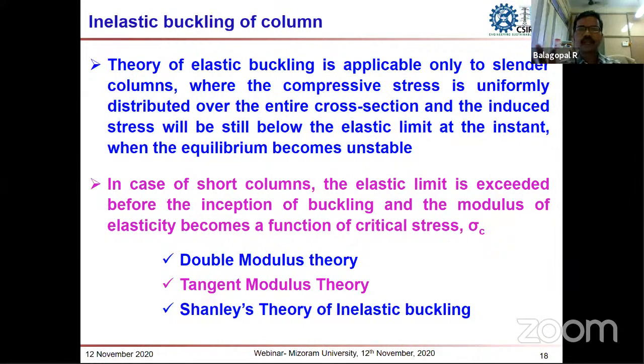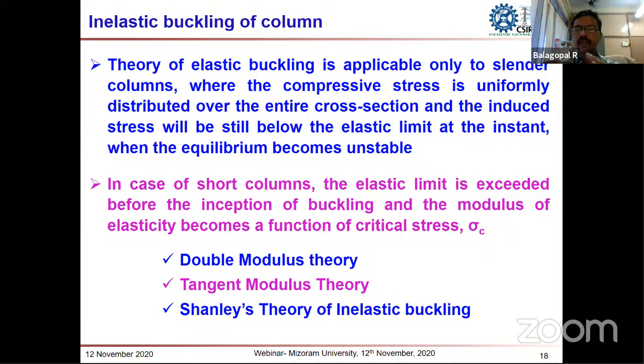This theory of elastic buckling is only applicable where the compressive stress is uniformly distributed over the entire cross section, and the stress is well below the elastic limit at the instant when the equilibrium becomes unstable. In slender columns, the Euler buckling formula is okay. Suppose we go for short columns, there, at the inception of buckling, there will be a term called the critical stress.